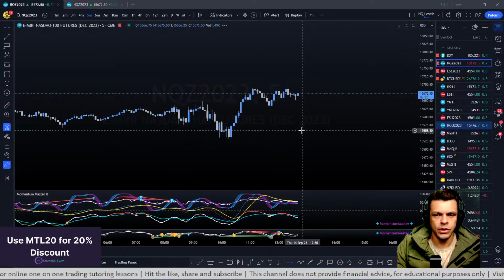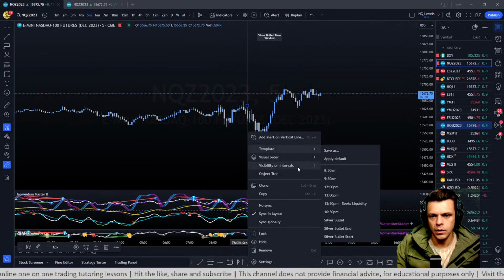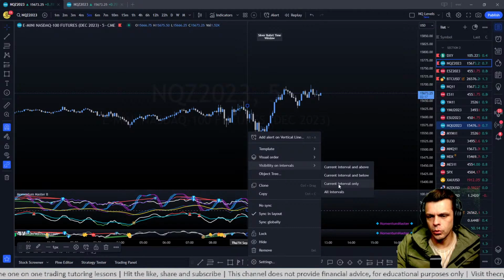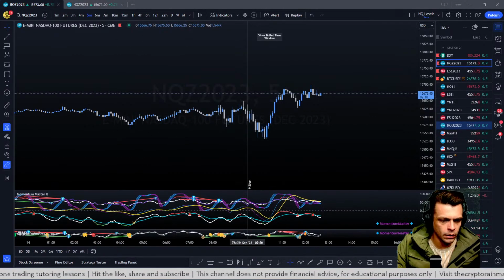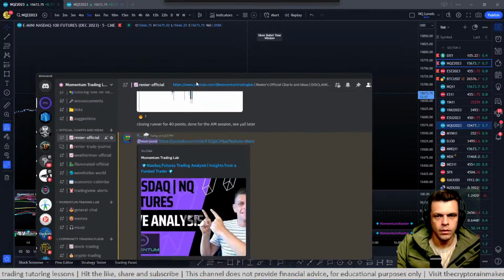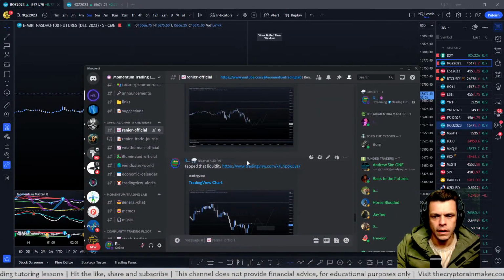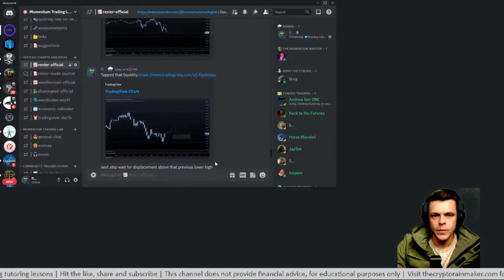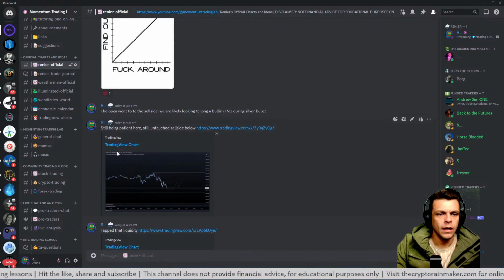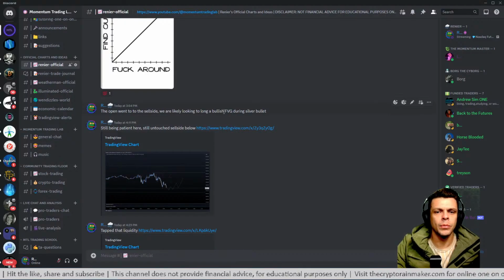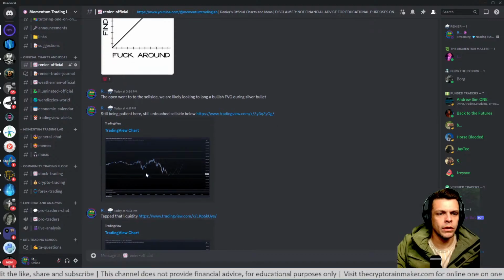I actually just want to see that opening time so we can mark off the liquidity pools that I was watching, all intervals. And I gave the setup this morning in the Discord. So if you are not in, definitely get it. So this was the setup that I was looking at. Just before that, I said the open went to the sell side, so we are likely looking to long a bullish fair value gap during the silver bullet. And I'll explain everything as we go.